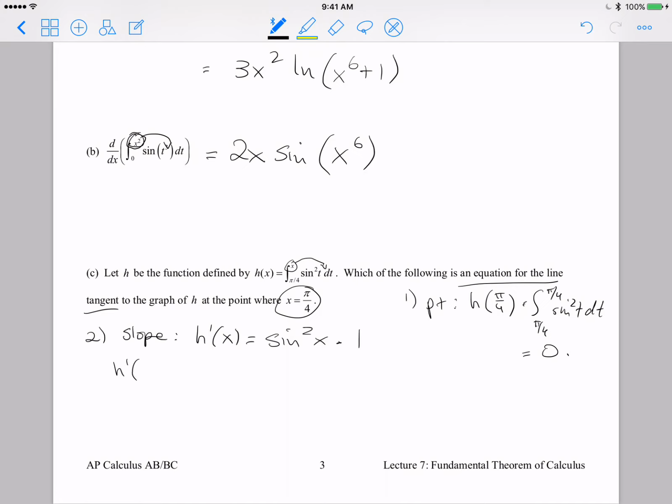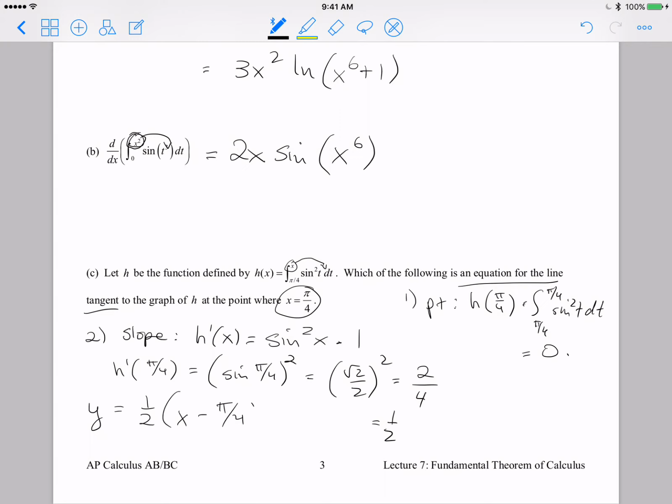So that means that h prime of pi over 4, which is going to give me my slope at pi over 4, is really sine of pi over 4 squared. Sine of pi over 4, I know, is the square root of 2 over 2 squared. And if I square that, what I'm going to get is 2 over 4, which is equal to a half. So my answer is going to be y equals y1, which was 0, so I don't really need to write anything, equals my slope, 1/2, times x minus pi over 4. So this right here is my final answer.